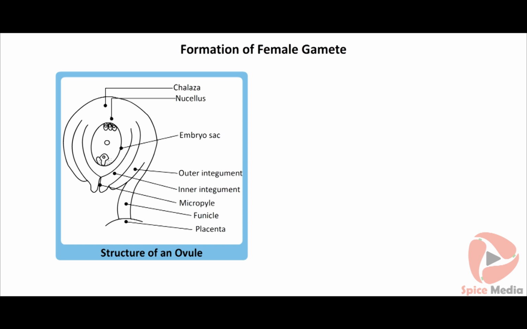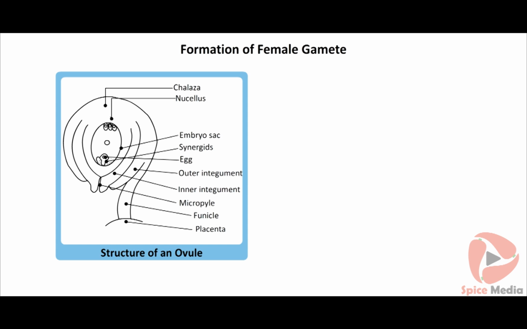At the time of fertilization, embryo sac will have 7 cells arranged in 3 groups. The egg, that is a female gamete, is present in the micropylar region, and on either side of it are the synergids. Synergids are also known as helper cells, as they direct the growth of the pollen tube towards the egg.